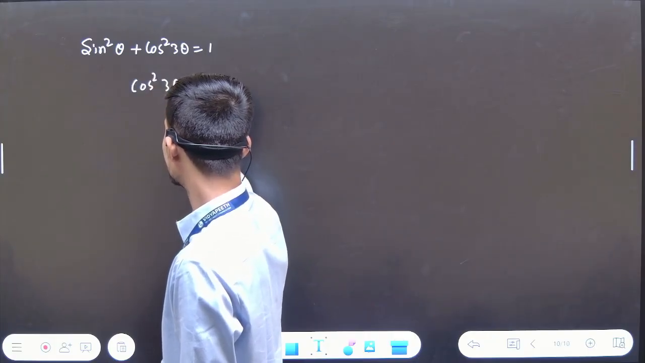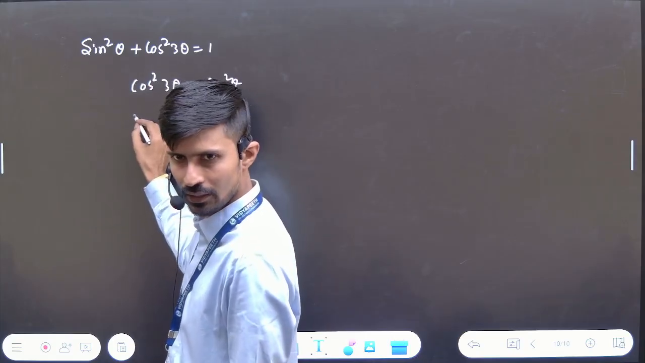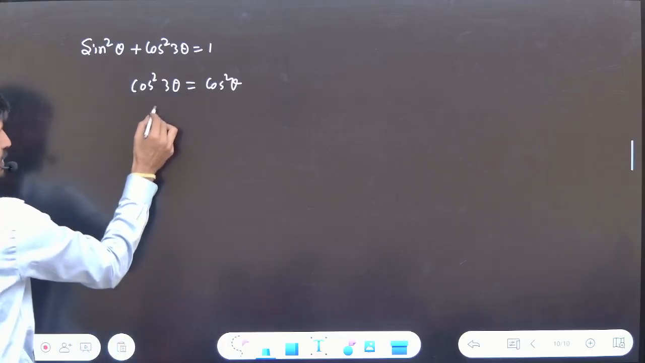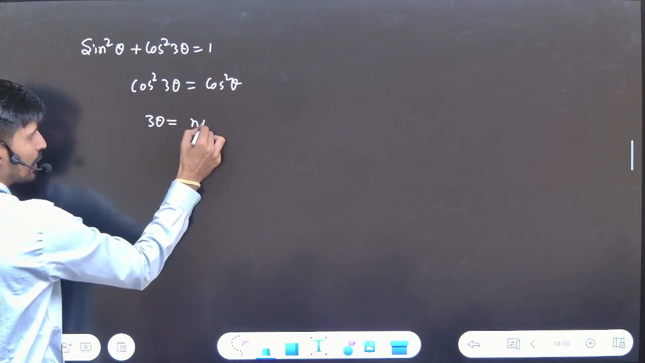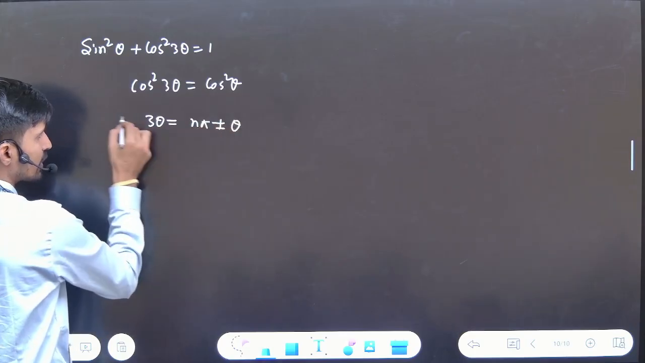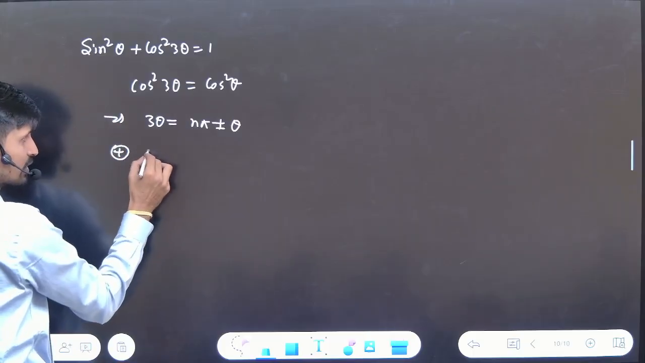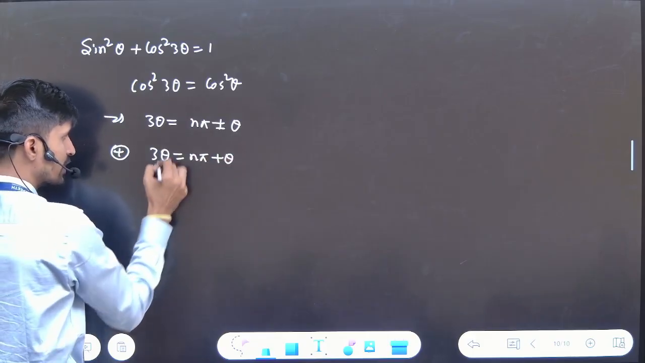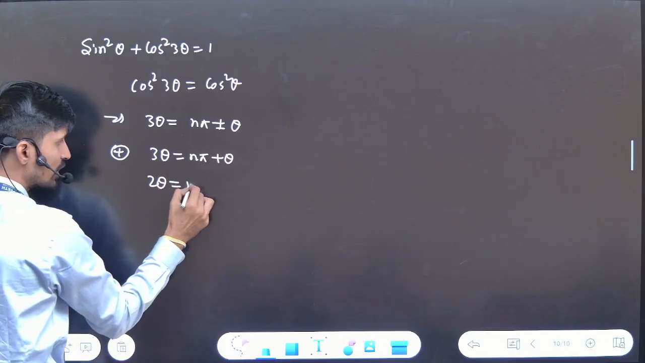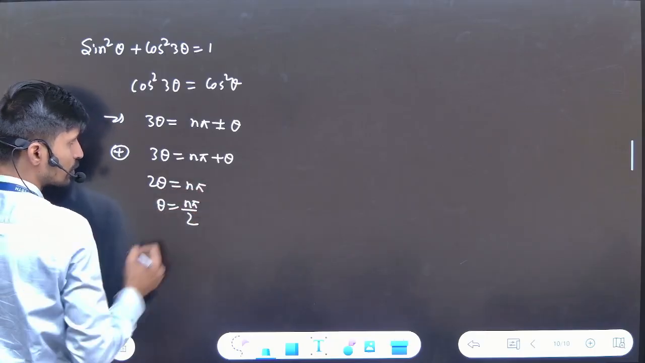Cos square 3 theta is equals to 1 minus sin square theta, that is cos square theta. And do you remember what the answer was for this? Cos square is equals to cos square. 3 theta is equals to n pi plus minus theta. But what we have to find? Theta. So take the first plus sign. This will become 3 theta is equals to n pi plus theta. This theta will come this side. 2 theta is equals to n pi. Theta is equals to n pi by 2.